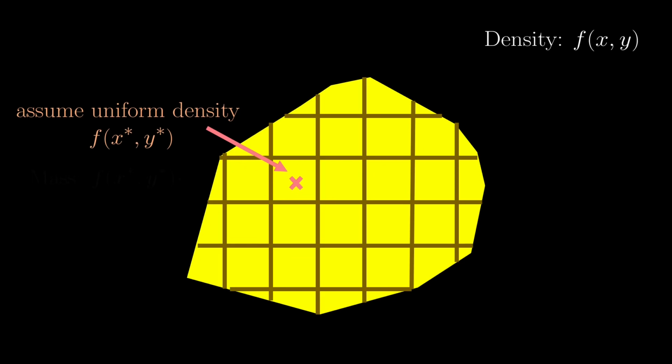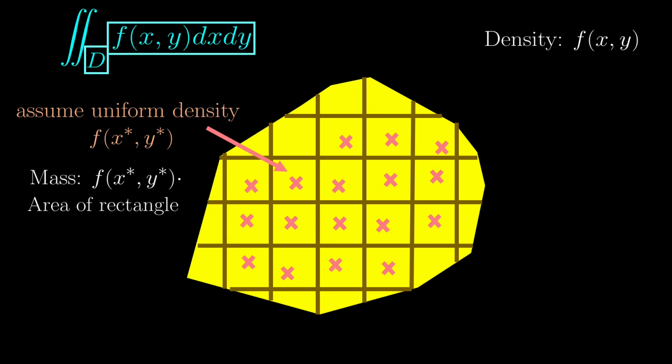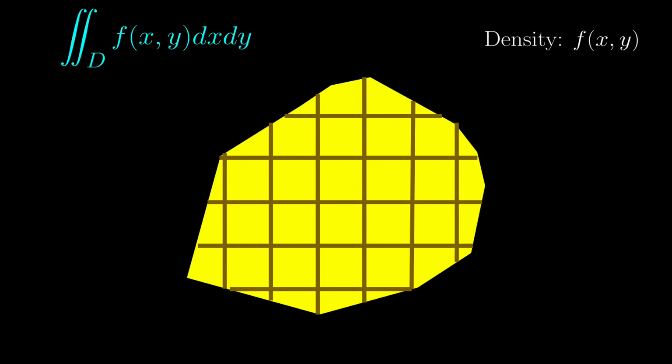The mass of this little rectangle is then the density multiplied by the area of this little region. Again, repeat this for all the rectangular regions and add the little masses up. This is also represented by an integral, but this time D represents the region and f of xy dx dy is the mass of the little rectangular regions. But how do we actually find this mass or equivalently compute this integral?